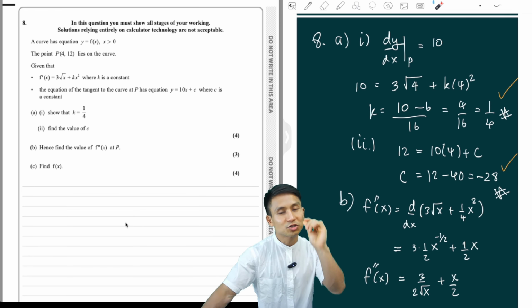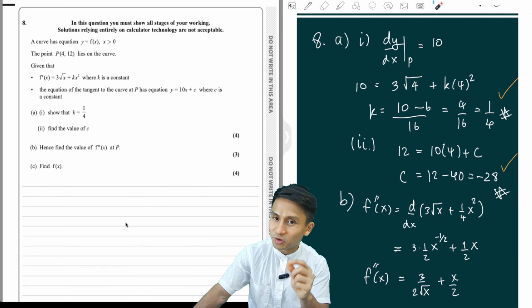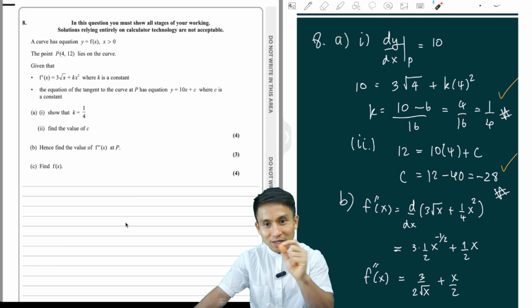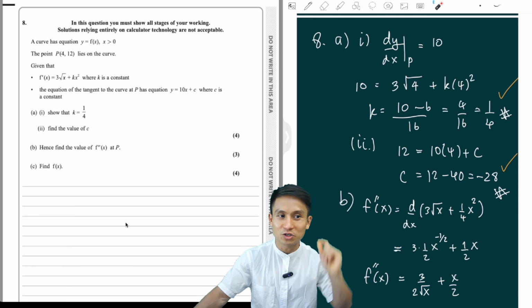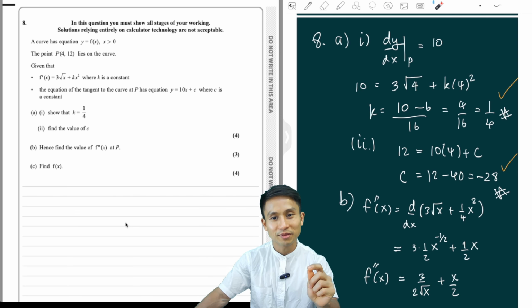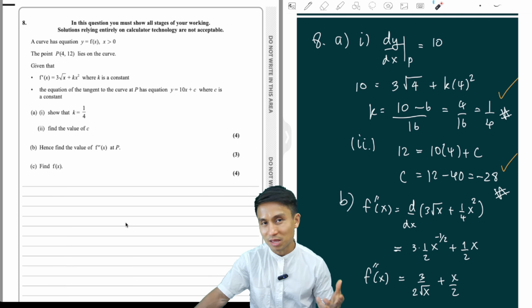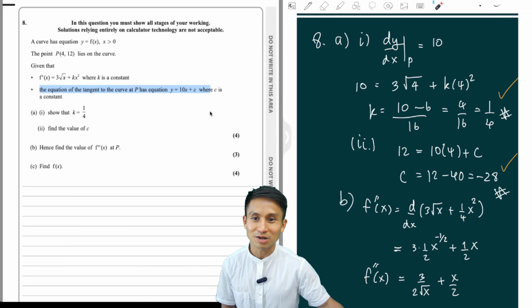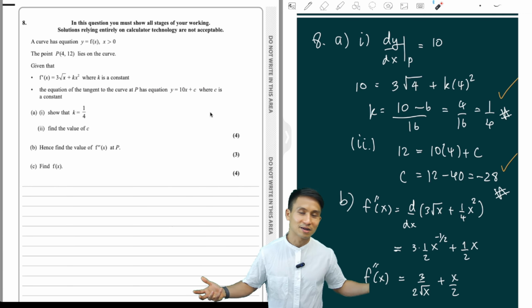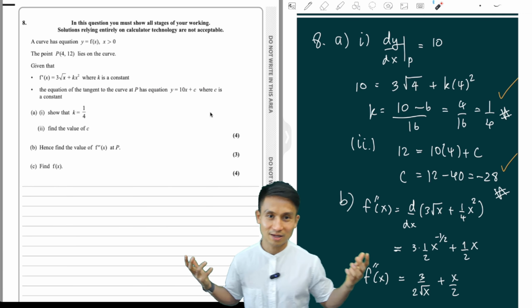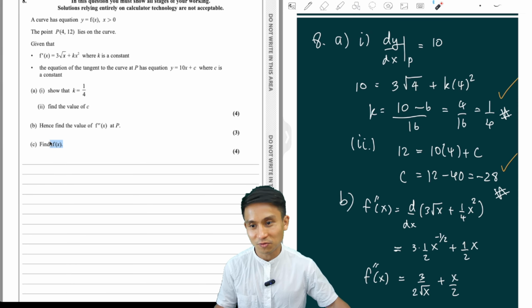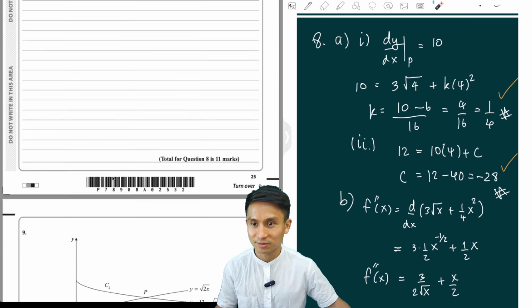So the key strategy here, particularly when you do a UK paper, usually all the information they give you will be useful. So if you think you are missing some information, like if you haven't used a particular piece of information, then it means you are missing something, maybe, right? So let's say somehow you haven't used the fact about the equation of the tangent, then you're missing something. That's the cue you should take when doing a question. And at the end you find f(x), that should be fine if you do all of those.